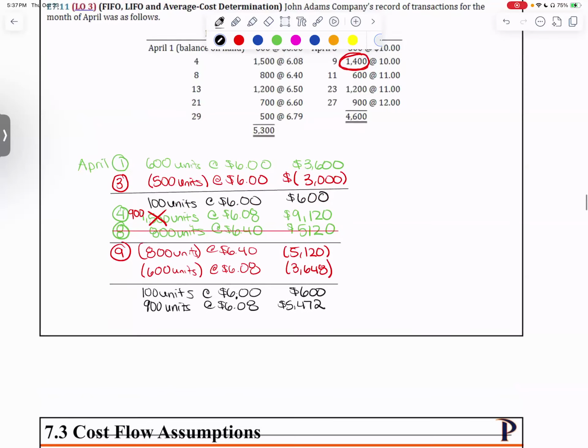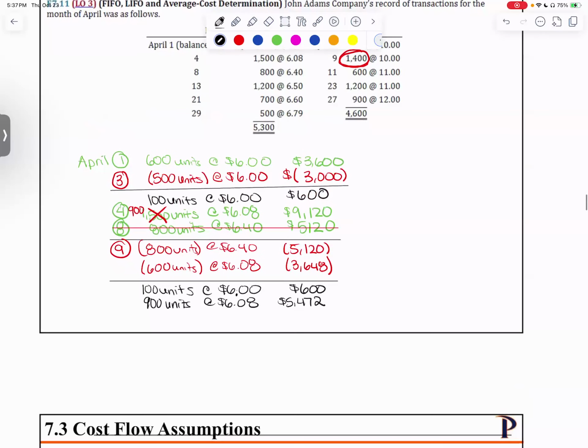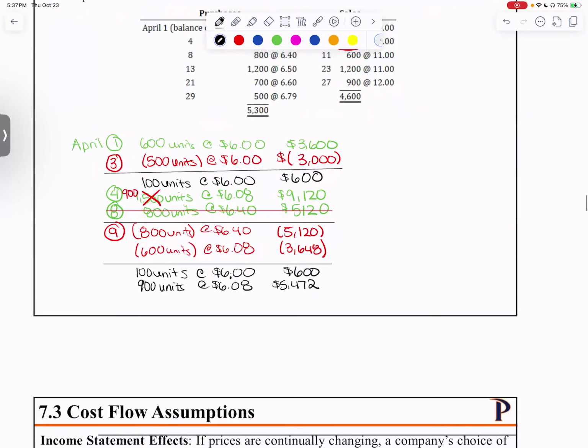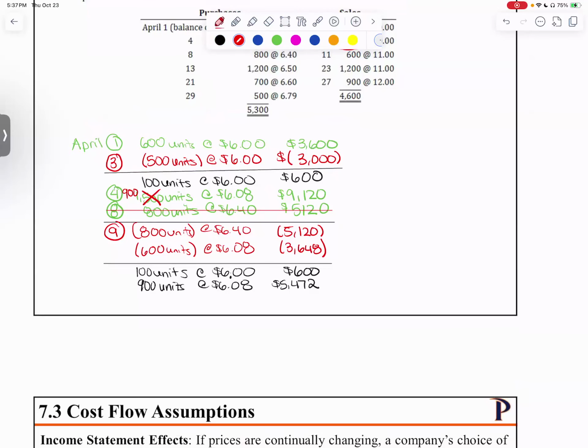Okay, let's see what we do next. Our next date is the 11th. On the 11th, we sell 600 units. Here we can pull all 600 units from our purchase on the 4th, since we have 900 units remaining in that purchase. So we'll take 600 units at $6.08 for a total cost of goods sold of $3,648. We no longer have 900 units, we only have 300 left.